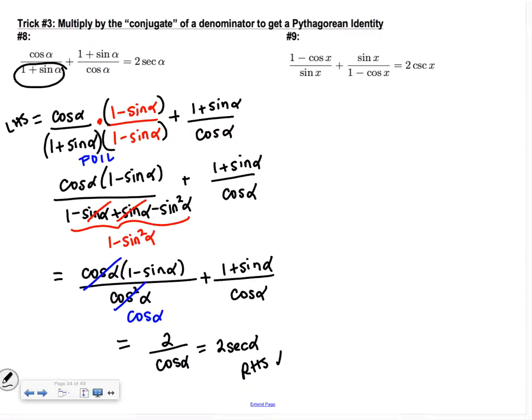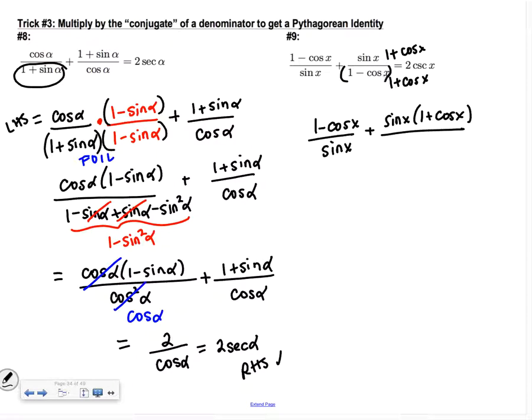All right, so same idea on this next one. So I'm going to multiply the left-hand side by 1 plus cosine of x over 1 plus cosine of x. So I'm not changing it. I'm just multiplying by 1, basically. So I have 1 minus cosine of x over sine of x plus, and remember I'm going to leave that factored because a lot of times things cancel. And when I multiply the 1 minus cosine of x times 1 plus cosine of x, I'm going to have 1 minus cosine squared x. Okay, so my left-hand side is becoming that.